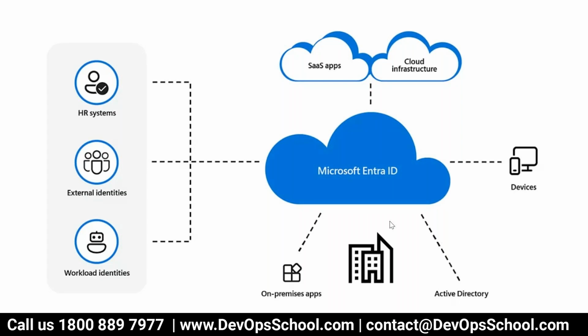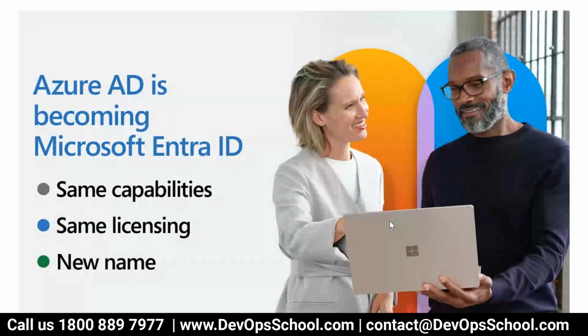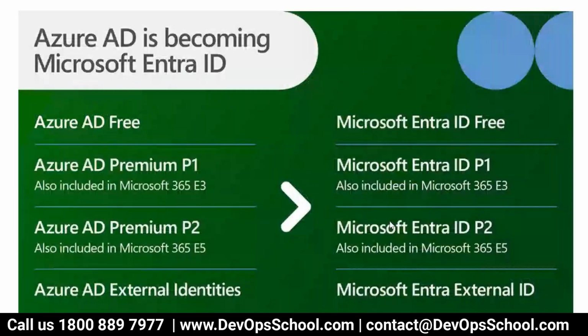So you connect to the Entra ID, and Entra ID can help you to connect to the Active Directory, which is in cloud and on premises also, and third-party services also, like HR systems, external entities, workload identities, or something like that. So yeah, Azure AD is becoming Microsoft Entra ID. You have the same capability, same licensing, but the new name, but a few extra features got added. So what are the changes that have happened? Azure AD is becoming Microsoft Entra ID, and it's still free. Creating users, groups, apps and all, it's free.